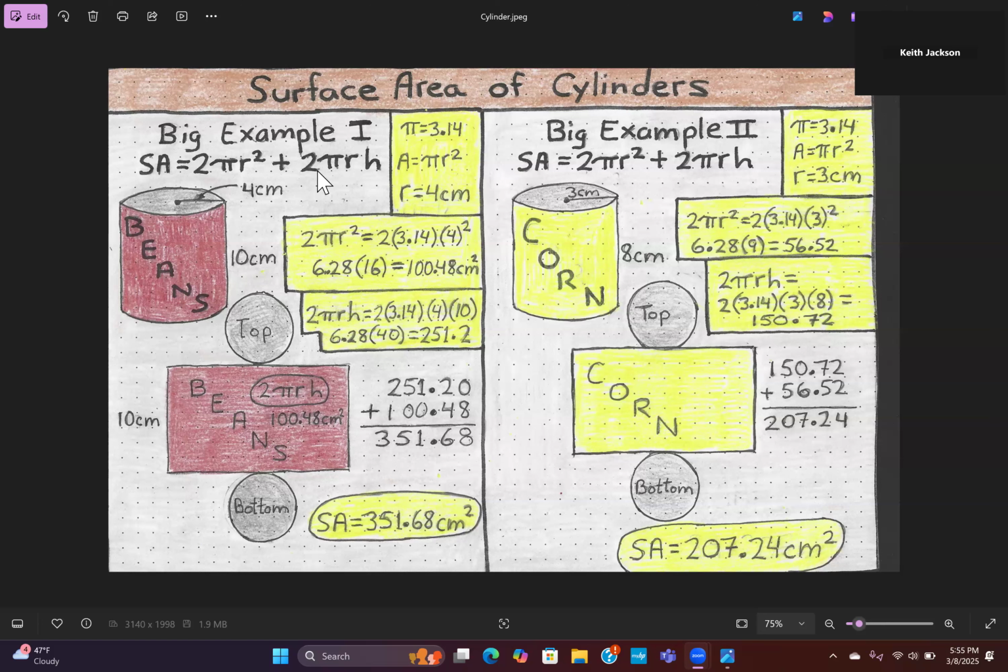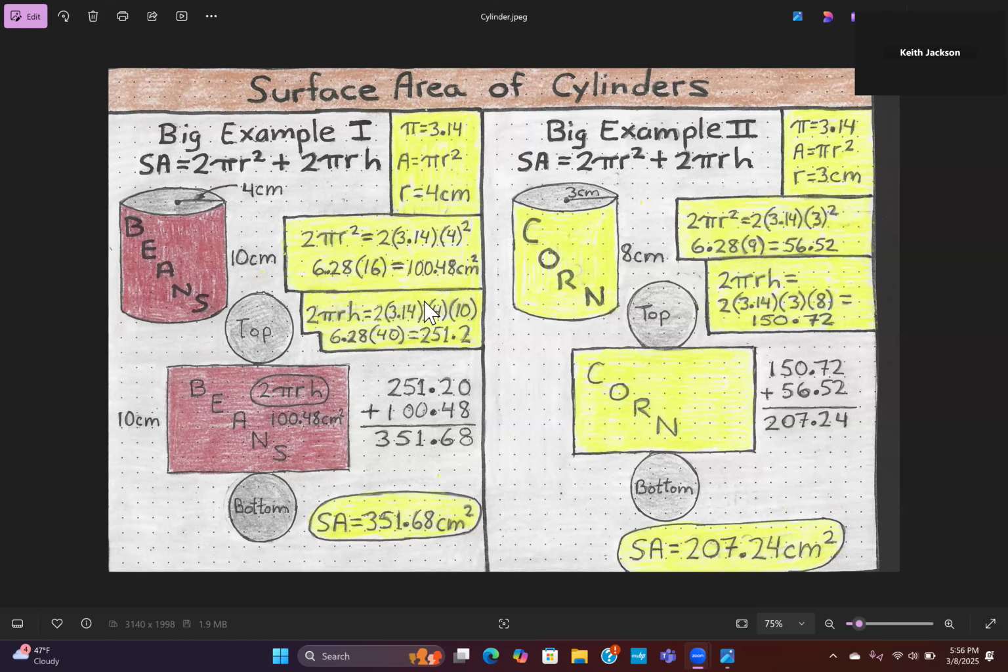That part is 2 pi r times the height, because h stands for the height, and in this case, the height is 10 centimeters. So we're going to go 2 times 3.14 times 4 times 10. 2 times 3.14 gives us 6.28. We know that 4 times 10 gives us 40. And 6.28 times 40 gives us 251.2.